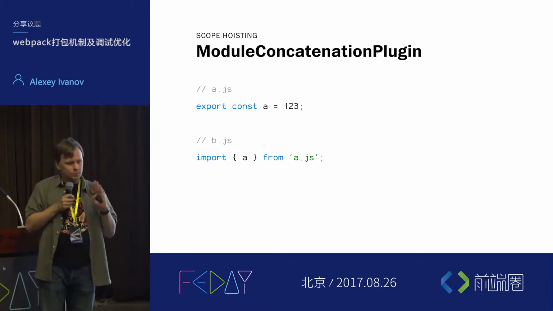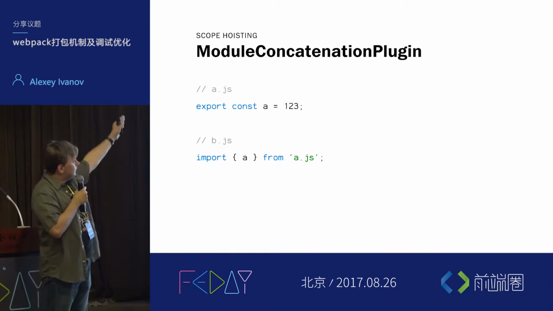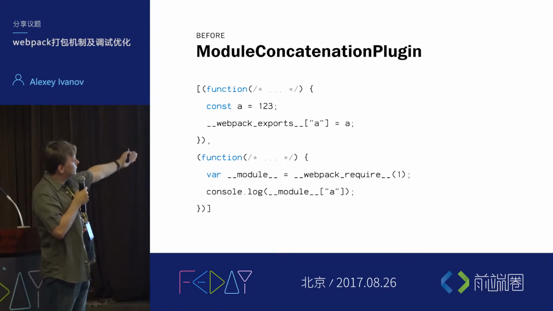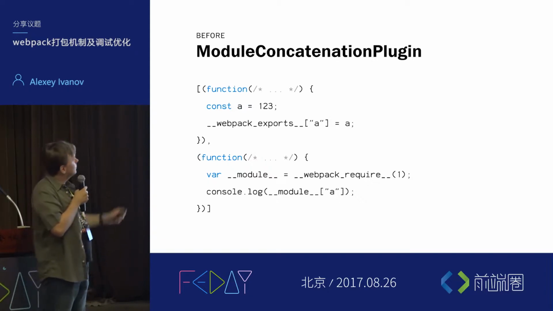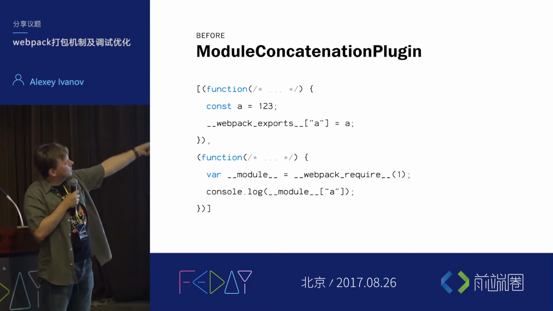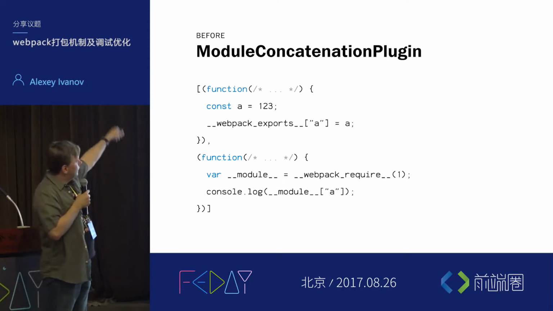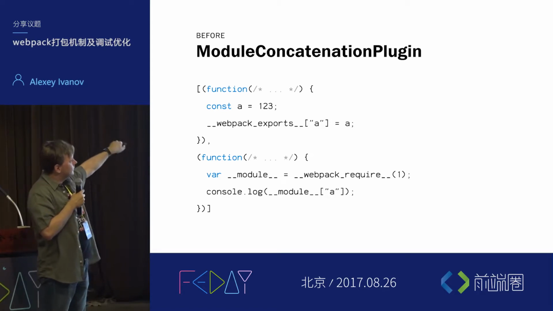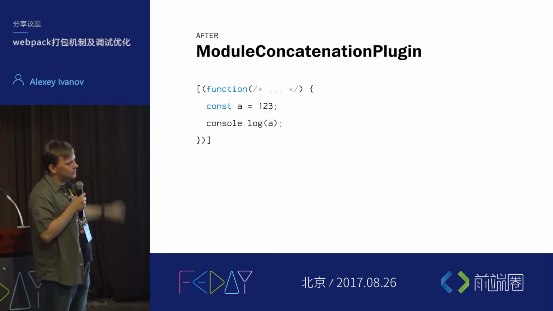Before we use scope hosting, our bundle will look like that. We have an array, we have a function inside of it with the first module, a function inside of it with the second module. But now that we enable scope hosting using the module concatenation plugin, you have the following code. It will create one function and place all our modules inside of it. And if we have some conflicting names, it will rename them.